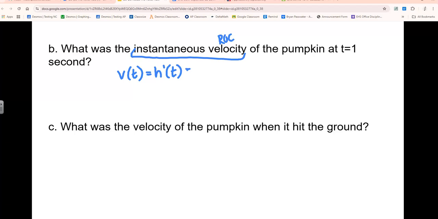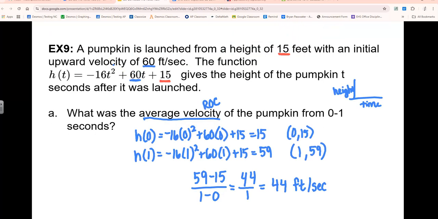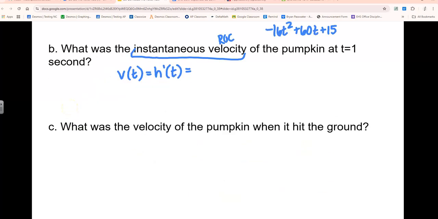So if we take the derivative, the function was negative 16t squared plus 60t plus 15 right there. Oh, I think I messed that up. It should have been positive. So our first answer's wrong, and the question's wrong. Oh no, it was positive. Oh, the 16. No, never mind. 16 is negative. I was thinking you said 60. Yeah. Okay. So 16 is negative.